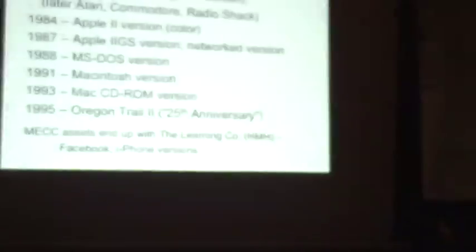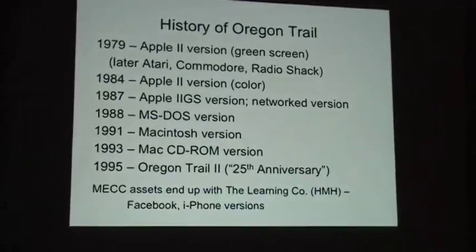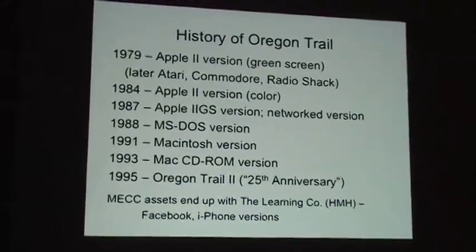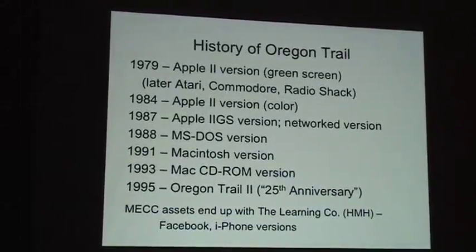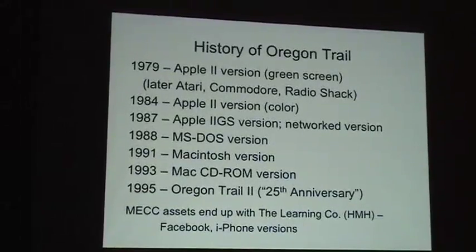Here's a history of the various versions of the program. Things were added. It was kept up to date with the technology. Probably the version that most people are familiar with, if you used it in school or you had kids that did, was the 1984 Apple II version with the color screens and the scenes of the West and the trail and the covered wagons and so forth. But there were many other versions, as you can see.